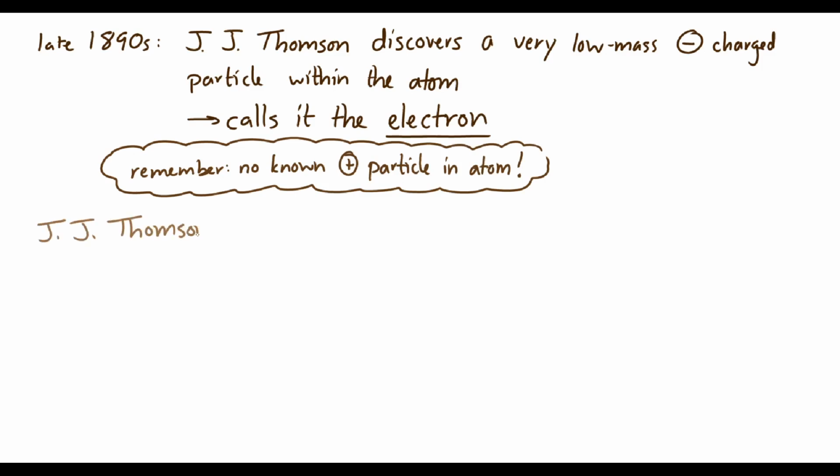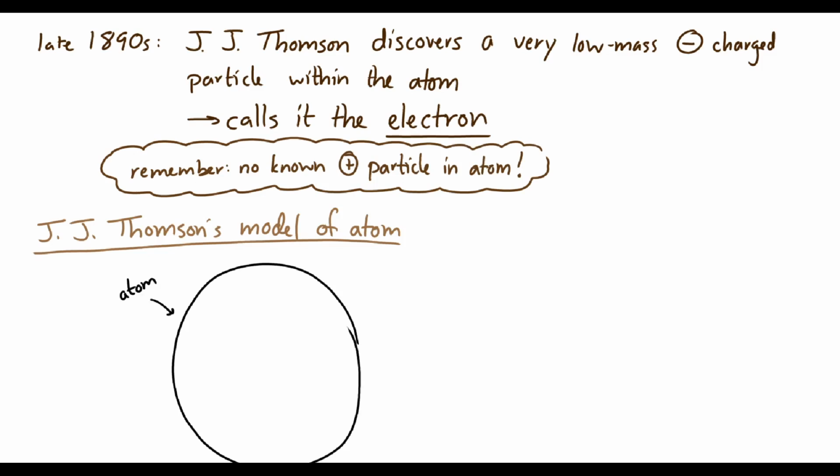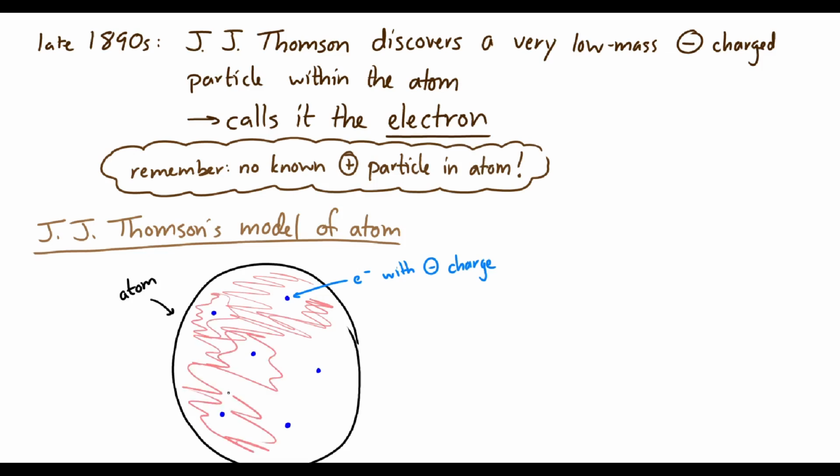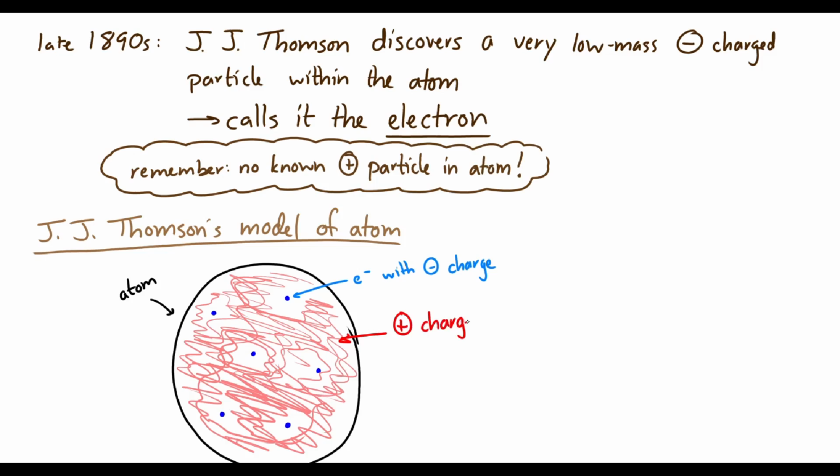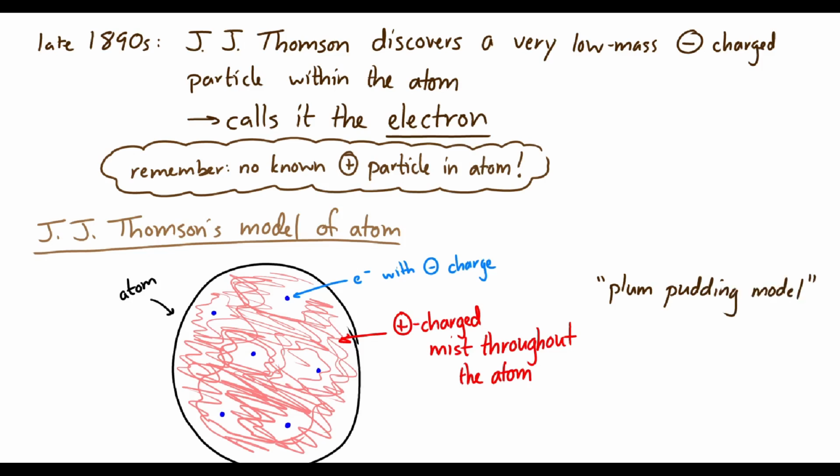So J.J. Thomson's model of an atom was like this. He imagined the atom as being a spherical shape, spherical because it's nice and simple, and the electrons were inside of that sphere. Electrons carried a negative charge, but most atoms had a neutral charge. So there had to be some kind of positive charge in the atom. He imagined that the positive charge was just an evenly distributed mist, or goo, that was spread throughout the volume of the atom. And this was known as the plum pudding model of the atom.